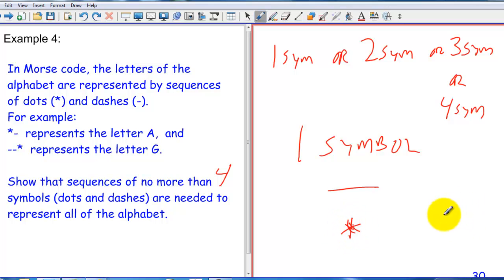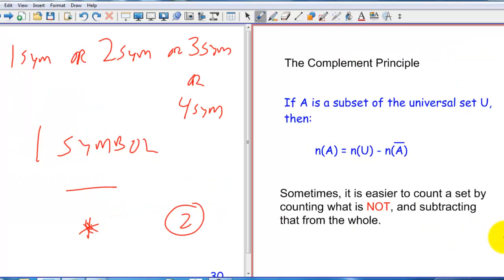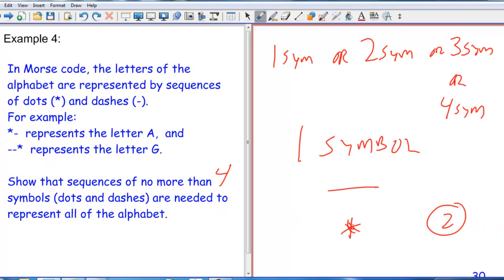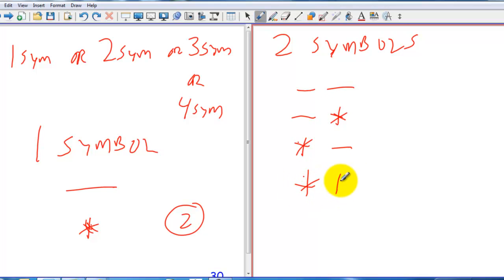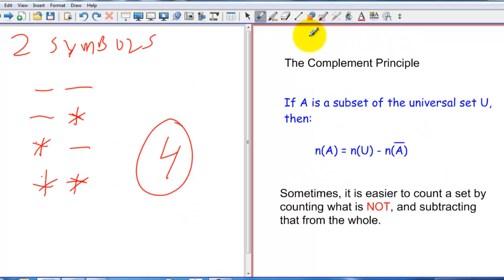Okay, so we got 2 from that one. Let's try the 2 symbol ones now. 2 symbols could be dash dash, dash dot, dot dash, dot dot. So we get 4 from that. I think you see where this is going.